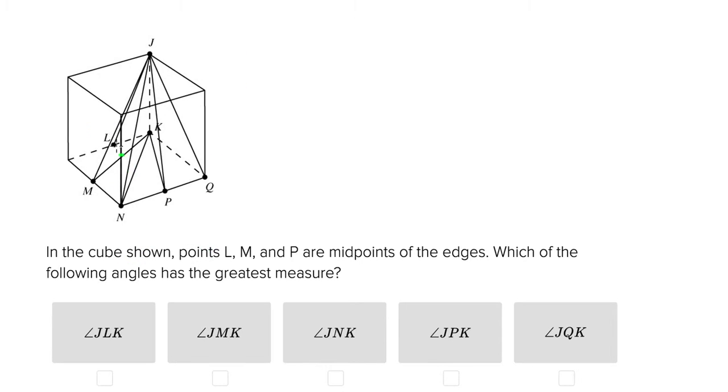The only information we're given is that these points here, L, M, and P, are midpoints of the edges of the base of the square. And from that information, we should be able to figure out which of these angles has the greatest measure. So let's go ahead and picture what each of these angles might look like.